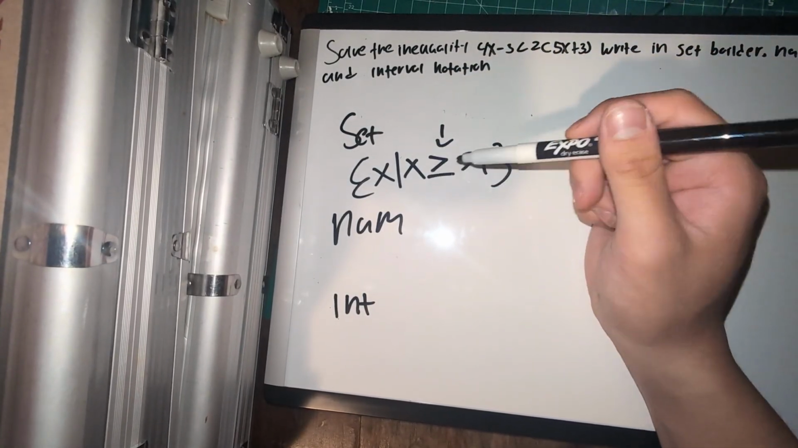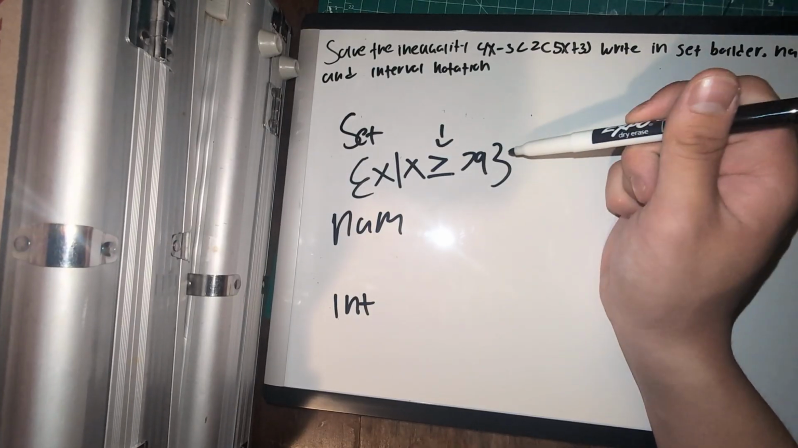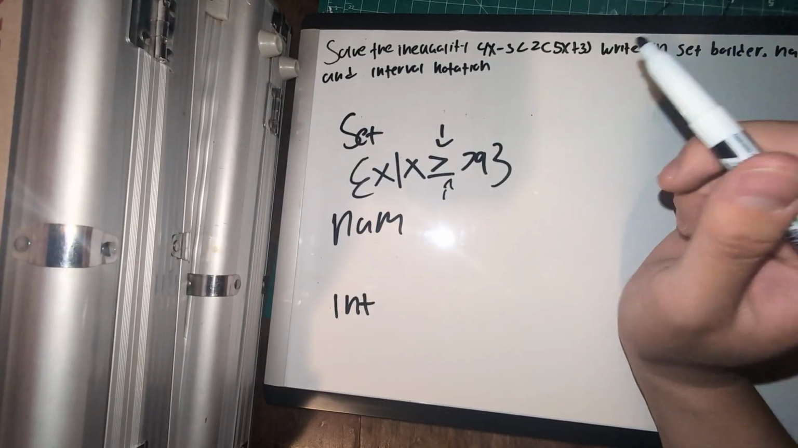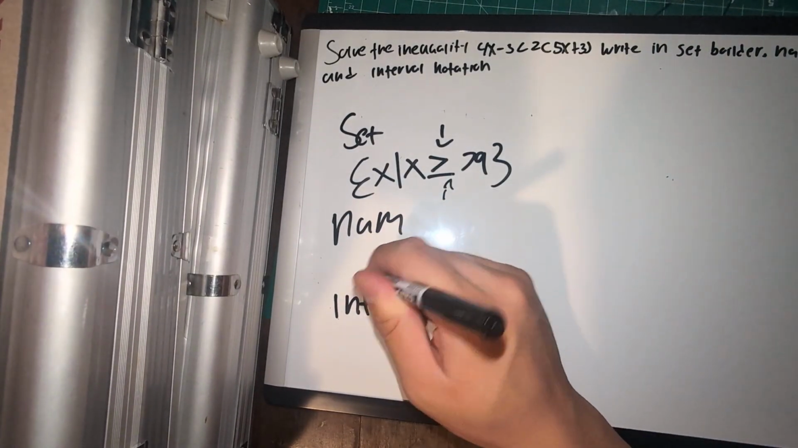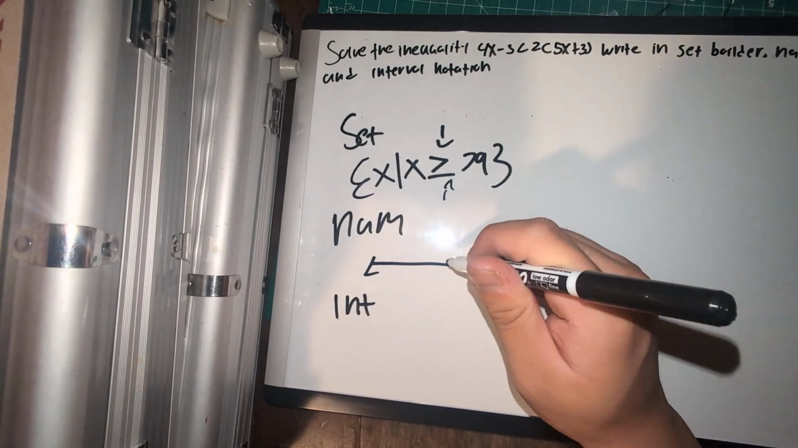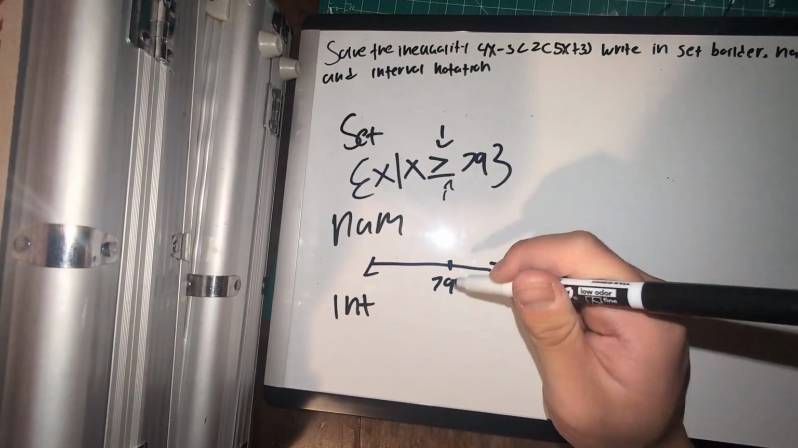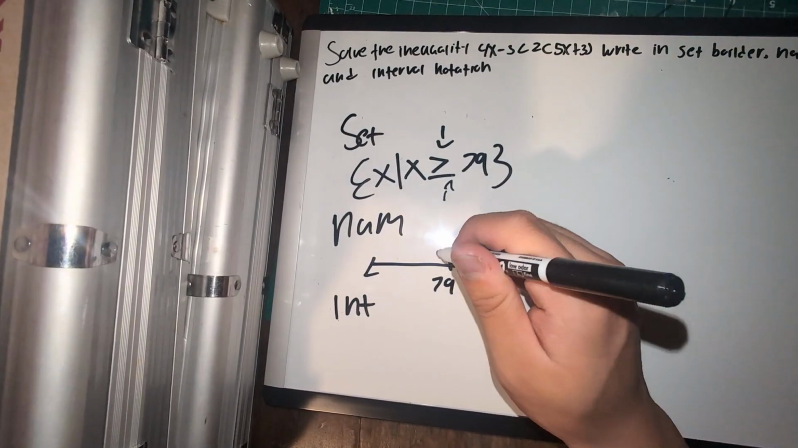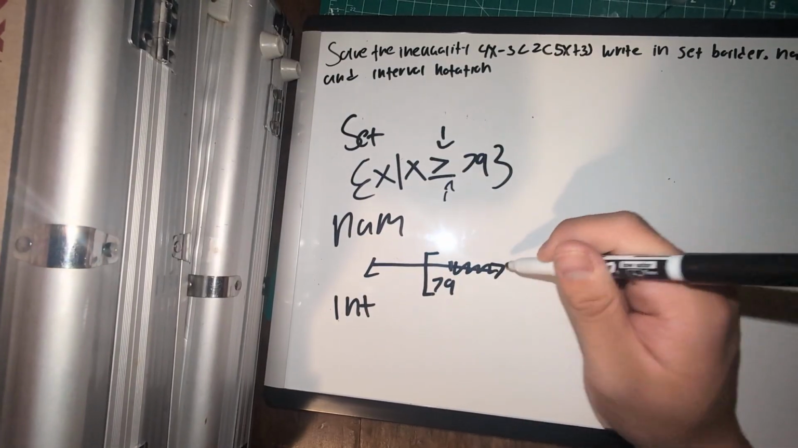So let's talk about the inequality. Reading left to right, this little arrow points this way, so it indicates that it is greater than, and this little line here indicates that it is equal to. We're going to do a little number line here. Okay, so we're going to start here. Let's say this is 79, right? x is greater than or equal to 79. So the way you're going to set this, I'm going to use a little bracket.